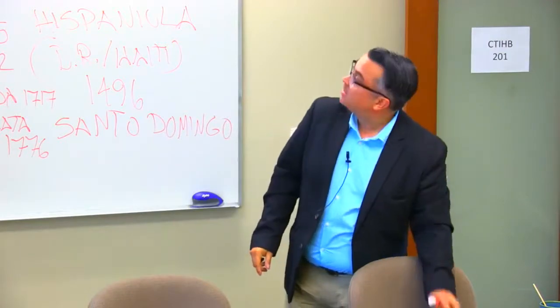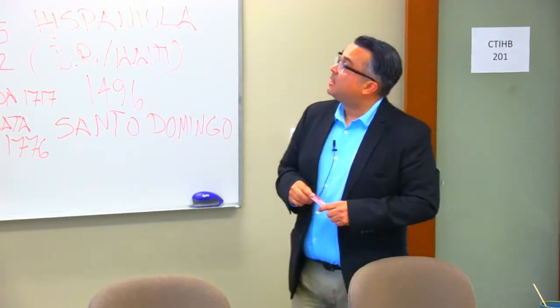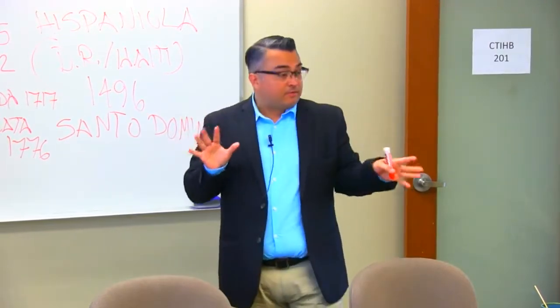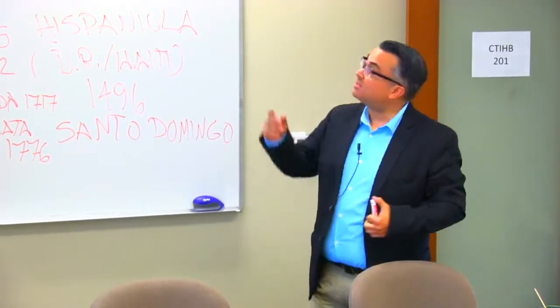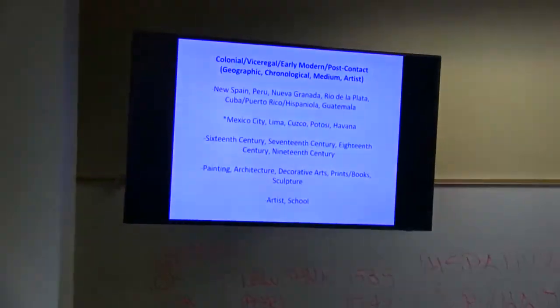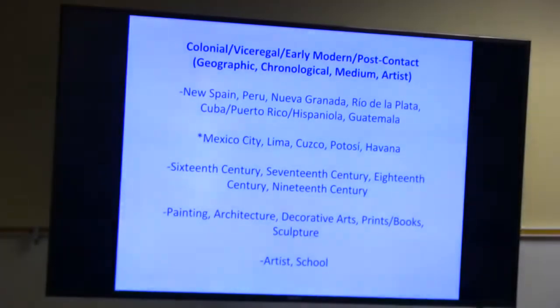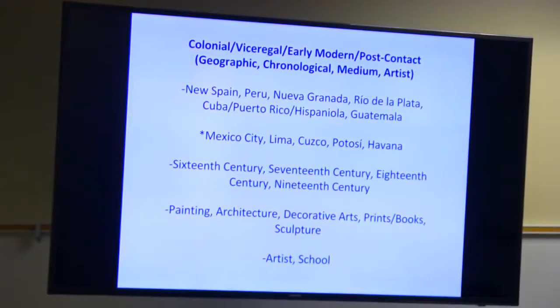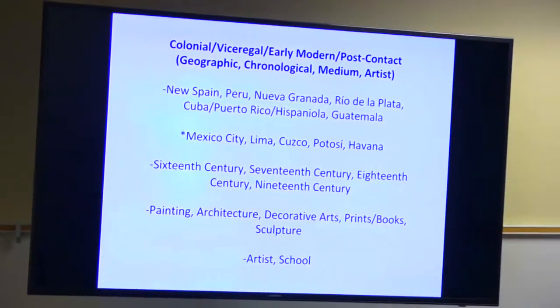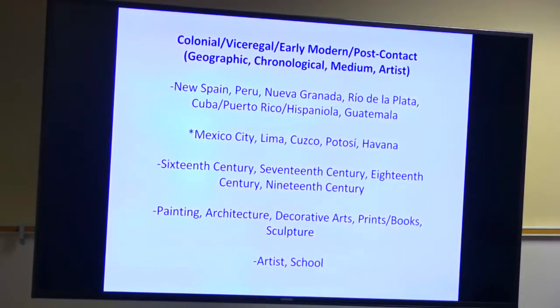We're going to be focusing today more closely on the second section, colonial, viceregal, early modern, post-contact. And here I'm just giving examples of these. So when we talk about geography again, it's by viceroyalty, and then within each viceroyalty, we look at cities. And for New Spain, and this is one of the problems with colonial art history, it's very Mexico-centric. Other areas are marginal in the scholarship.